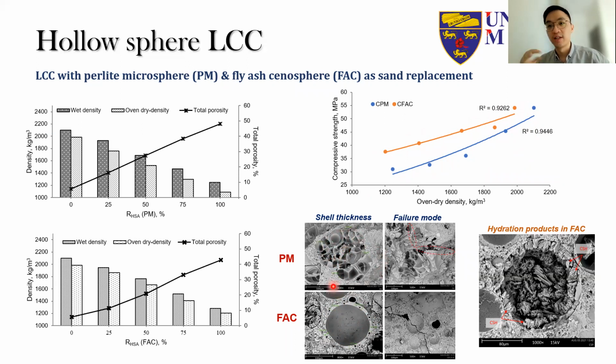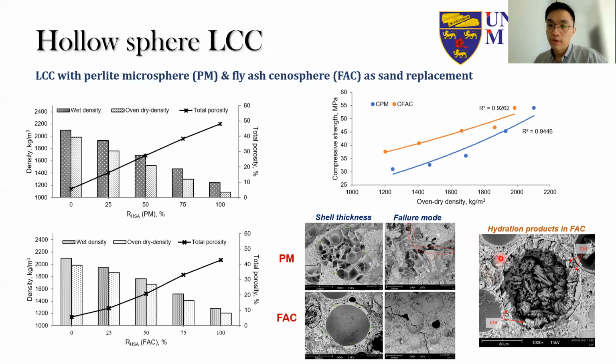So this actually gives a higher crushing strength to the fly ash cenosphere itself. And because of this, when the cracks actually pass through the aggregate or the hollow sphere of the fly ash cenosphere, this thicker shell can actually impart strength, okay, and also retain a certain amount of strength compared to the case of the LCC with the Perlite microsphere. The crack is actually surrounding the Perlite microsphere.